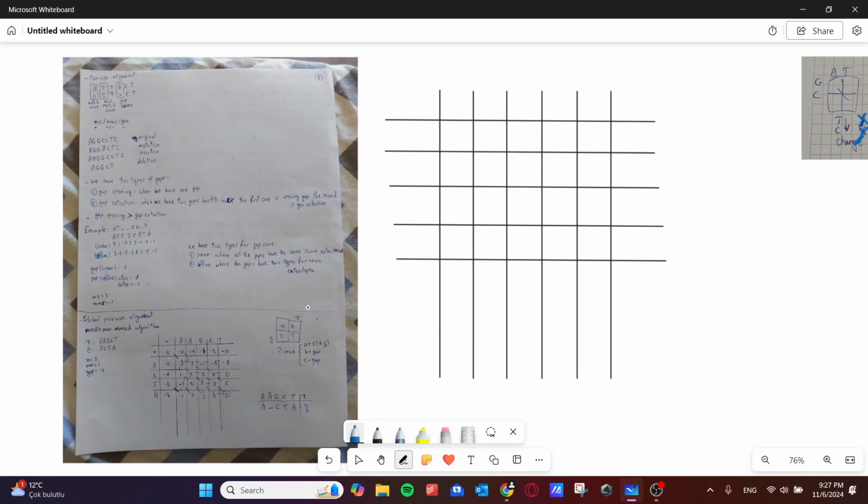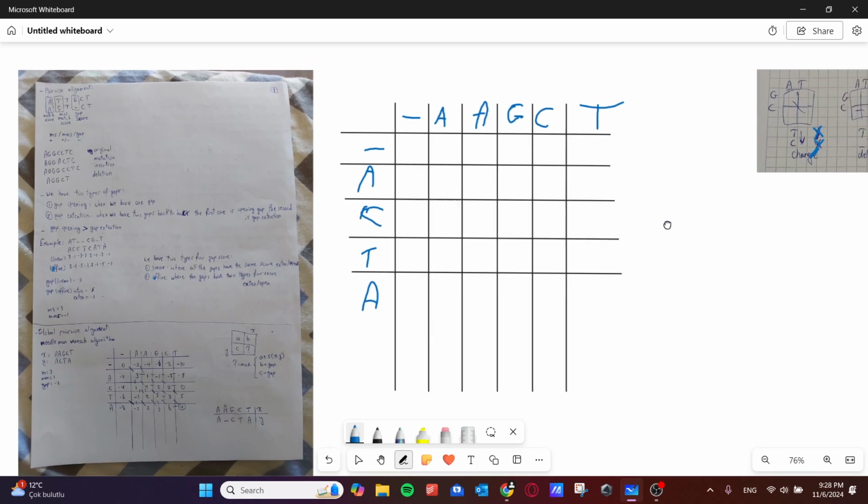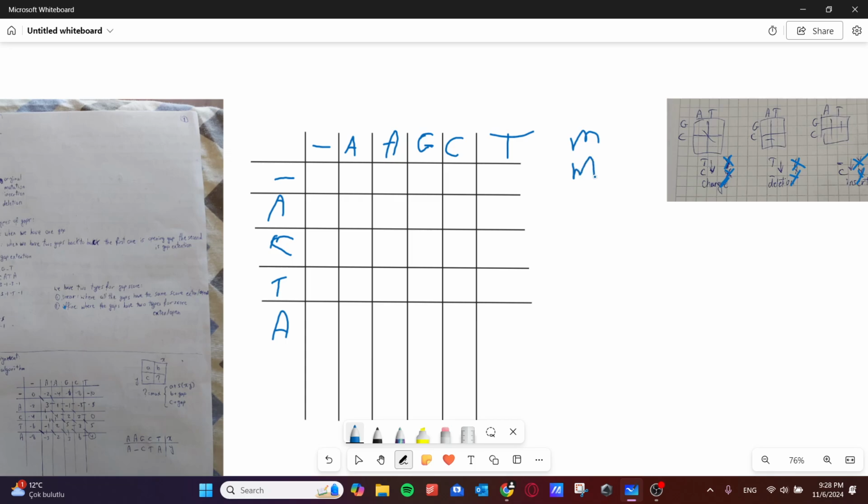The first one, the X, always put it on the top. So first we will start with the gap. Always we start with the gap in the X and Y, okay? Here we have A, G, G, C, T. Okay, then here we have A, C, T, A. Okay, the match score, mismatch score, and gap.